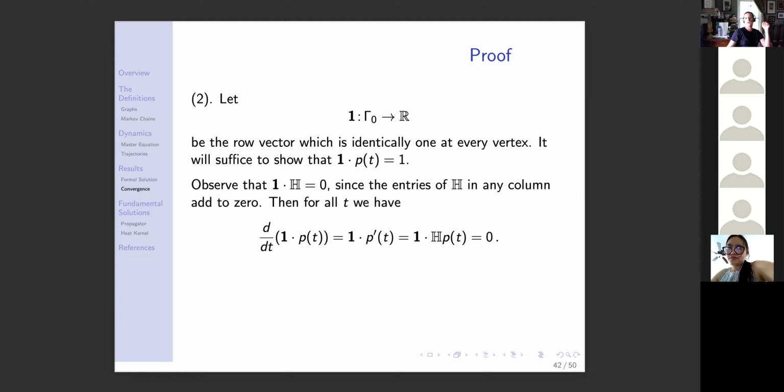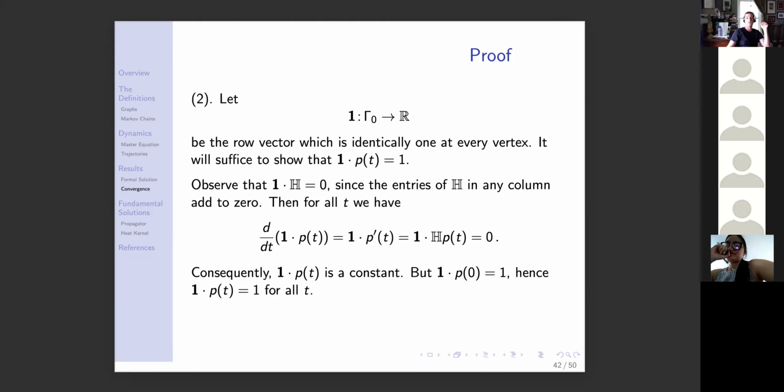Therefore, what do we know? The function one dot P of T is constant. But we also know that one dot P of zero is one, because of our assumption that P of zero, which is the initial distribution Q, is a probability distribution. So if one dot P of T is constant, it must be one for all T. So I've just shown you the proof of two. And three immediately follows from two, if you think about it.